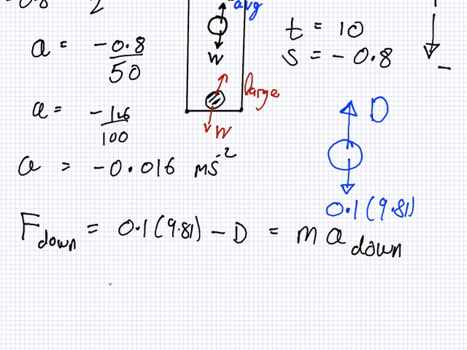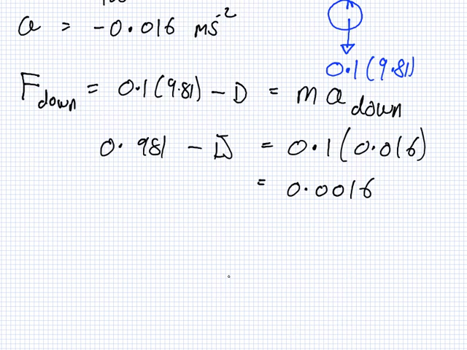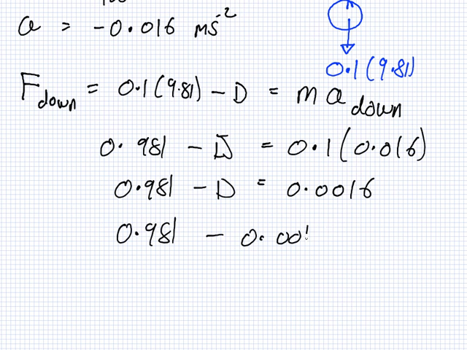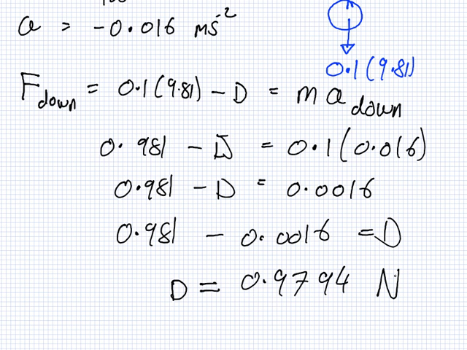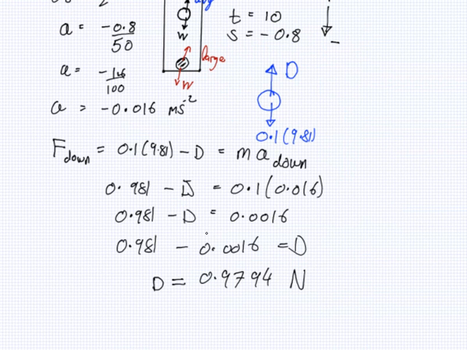So now I have 0.981 minus D equals 0.1 times 0.016, which is 0.0016. So I have 0.981 minus D equals this. So D is equal to that. So what is that? It's the drag force, in newtons. So this is how much drag force there is. So the key is, remember, the F is a total force.